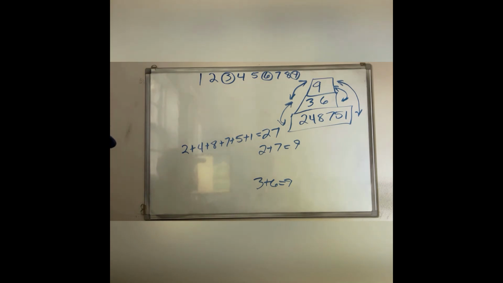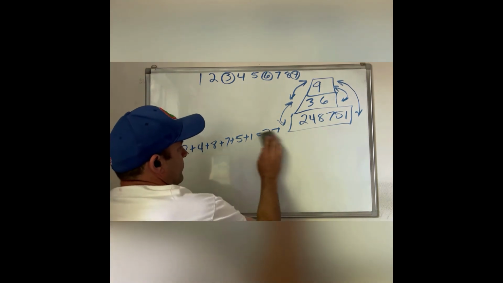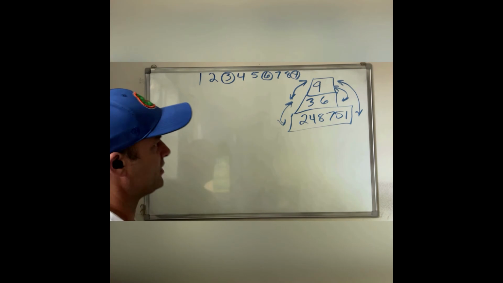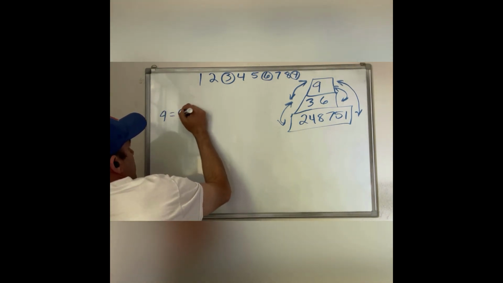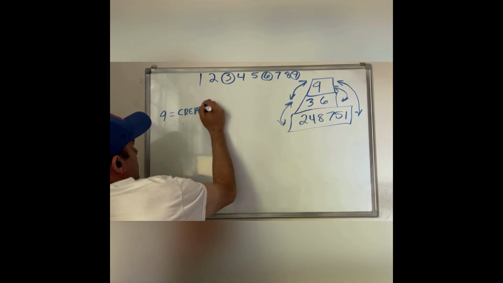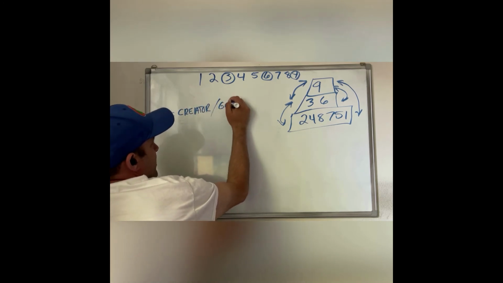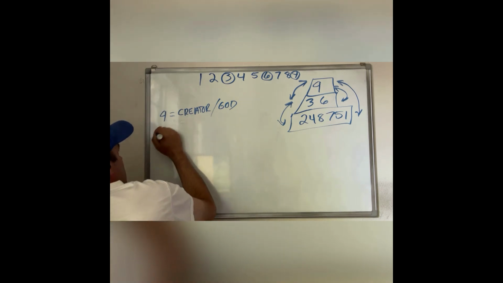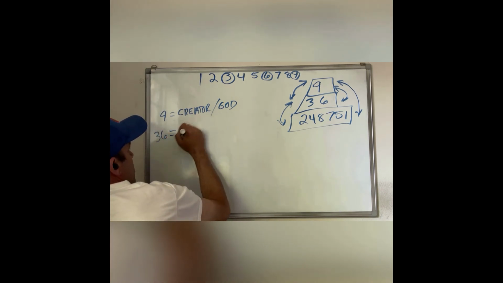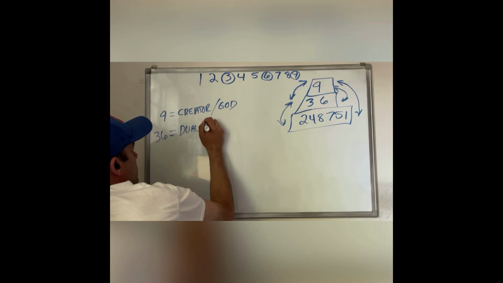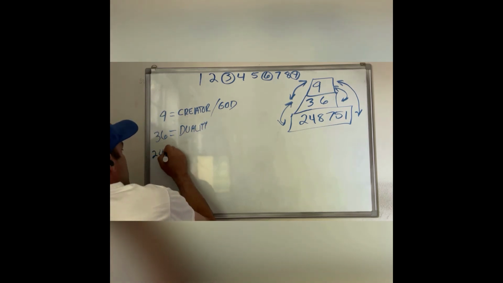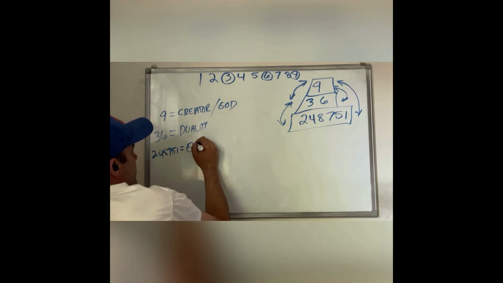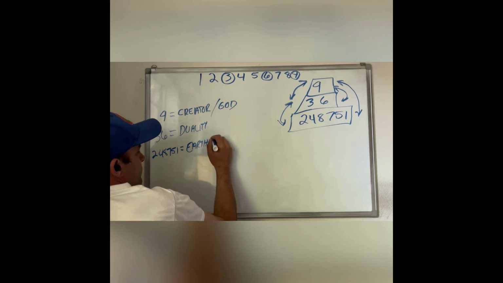So what is this telling us? This is telling us that 9 equals the Creator, or God, right? And 3 and 6 equal duality. And then 2, 4, 8, 7, 5, 1 are earth, right? Or us, physical.